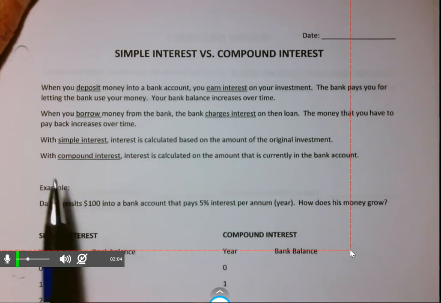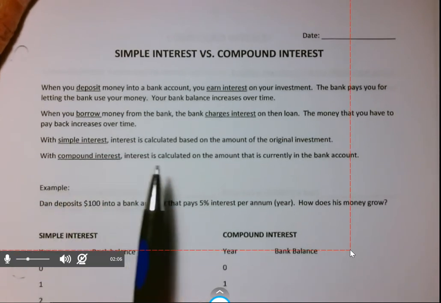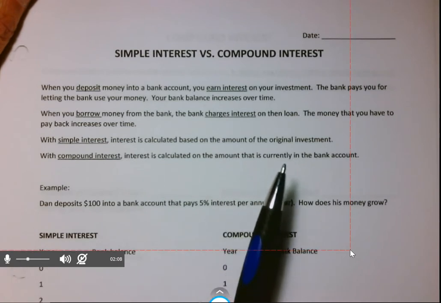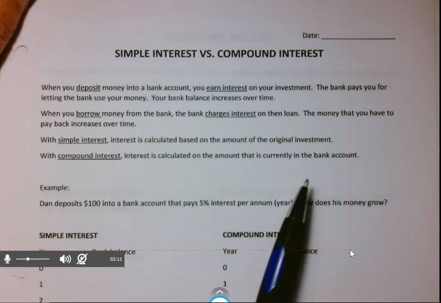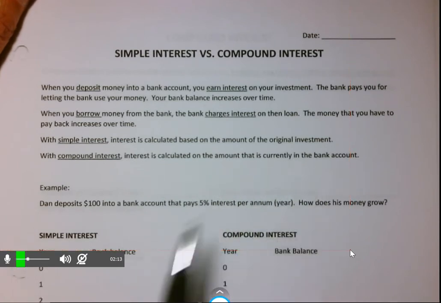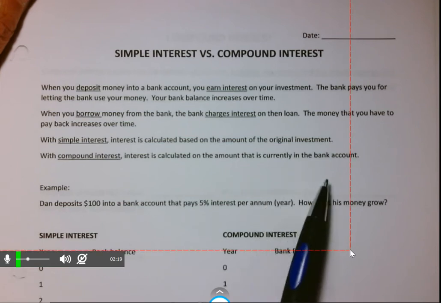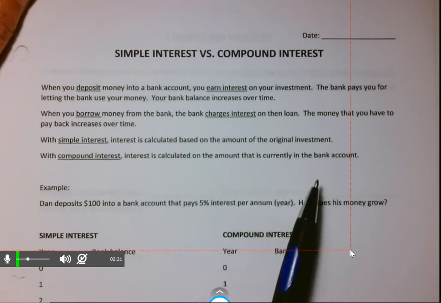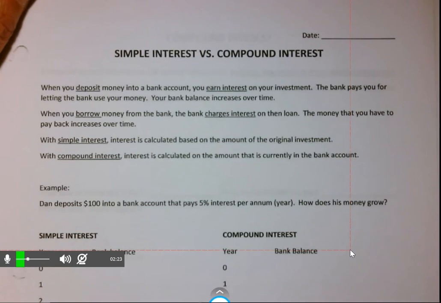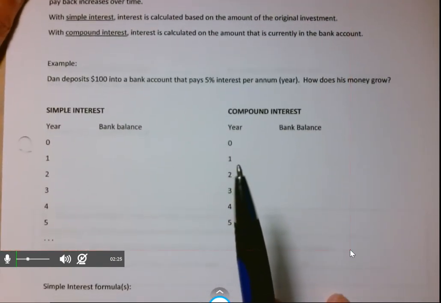With compound interest, that's the other kind. This is the kind that we have in the bank right now. Interest is calculated on the amount that is currently in the bank account, which means if the bank account grows, then interest is going to be calculated on the growing amount, not on what was originally invested. I'm going to show you examples of this, so hopefully it'll make more sense.